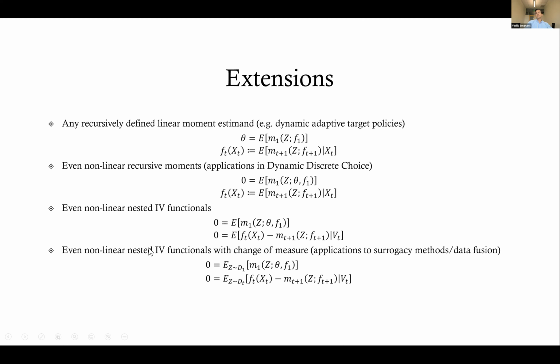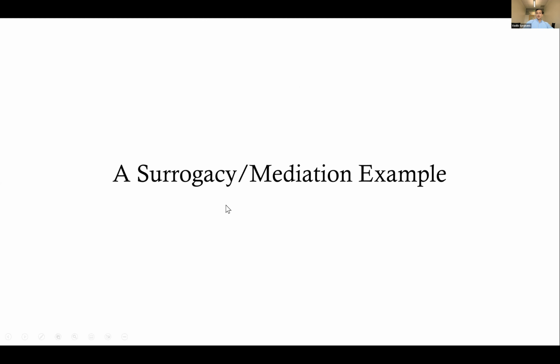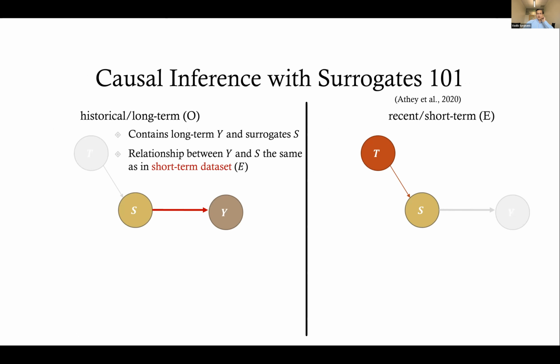And you can even generalize that where the expectations of every one of those moments are taken with respect to different distributions. For instance, you might want to use that when doing data fusion, where some regression functions are trained on one data set and then applied to another data set. You can still do automatic debiased machine learning. And this, for instance, has applications to the surrogate approach, where you want to use historical data as short-term data to estimate the effects of treatments on long-term outcomes. And that's all I wanted to say.